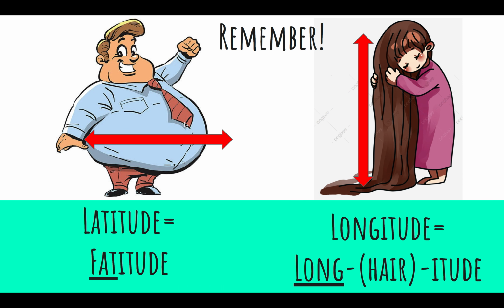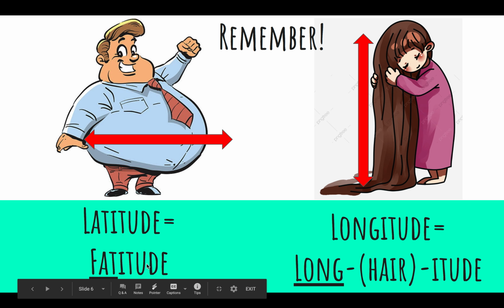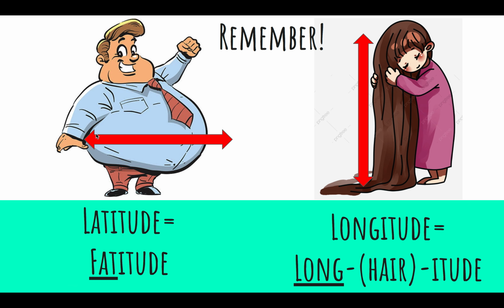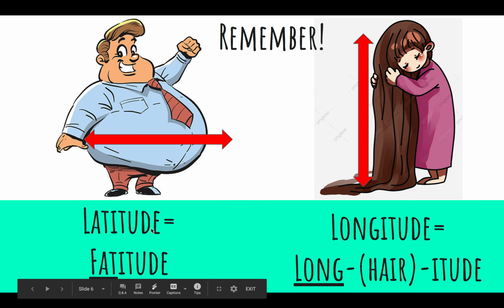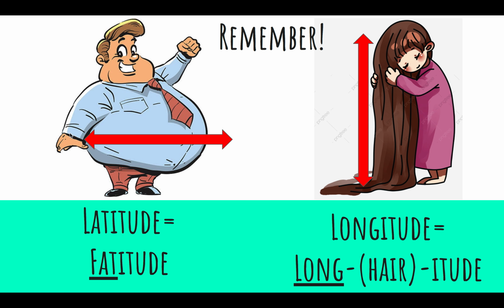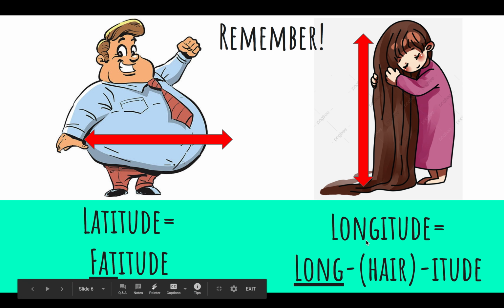One helpful way to remember that latitude means horizontal or flat is "fatitude." Imagine a big fat belly that goes around, just like latitude. Fat, latitude, fatitude. It goes around horizontally. With longitude, I think of long hair flowing from top to bottom, vertically. Longitude equals long hair-itude. So those are a couple of helpful ways to remember.